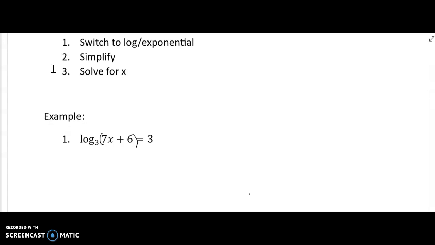Now remember from the previous lesson, we talked about converting from exponential to log and log to exponential. If you have log base b of a equals x, then to go to exponential, it's going to be b to the x power equals a. Now we're going to apply that to our example. Our first step is to convert.